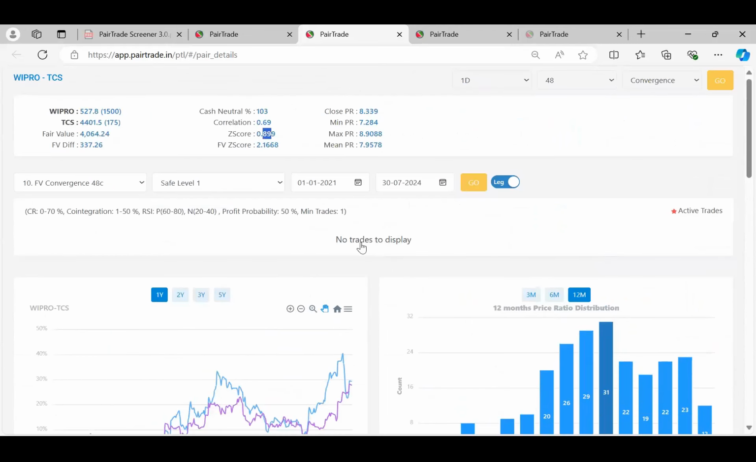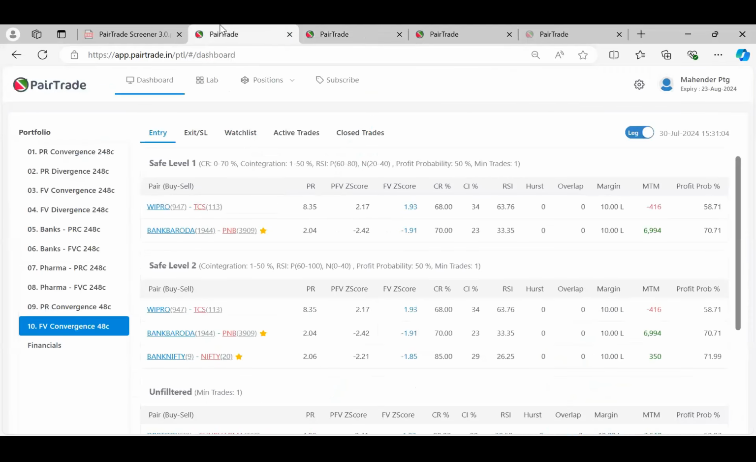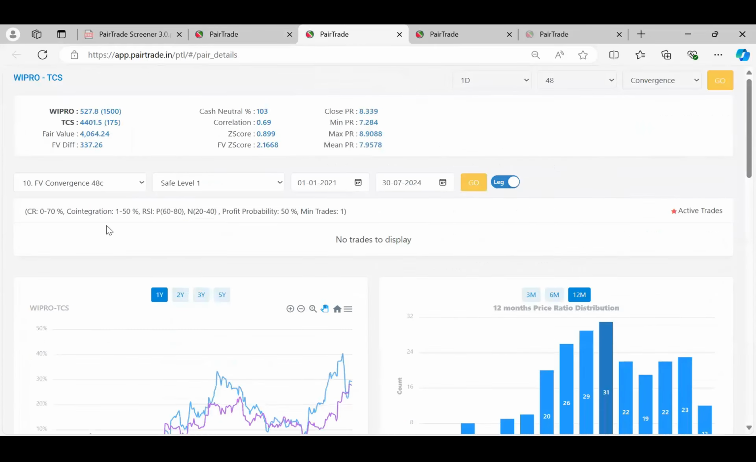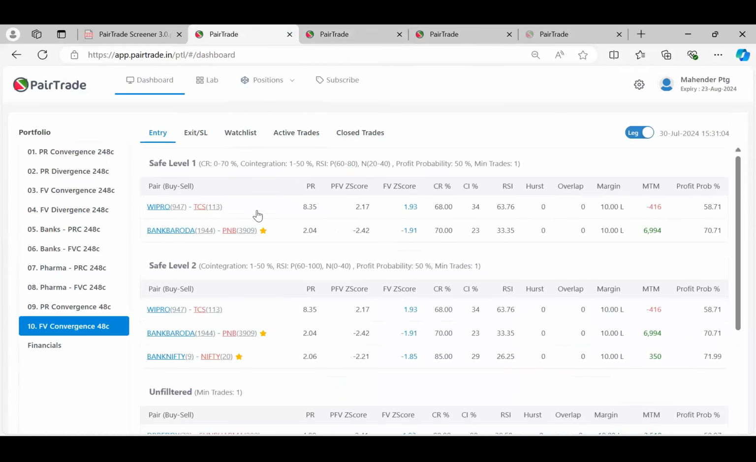Now here, if you look, Wipro TCS is not rated. Why is it not rated? Because in the last 3 years there was no entry at that combination, so that's why we have not rated it. It does not mean that it won't give you profit; because there was no entry, it did not give a rating.